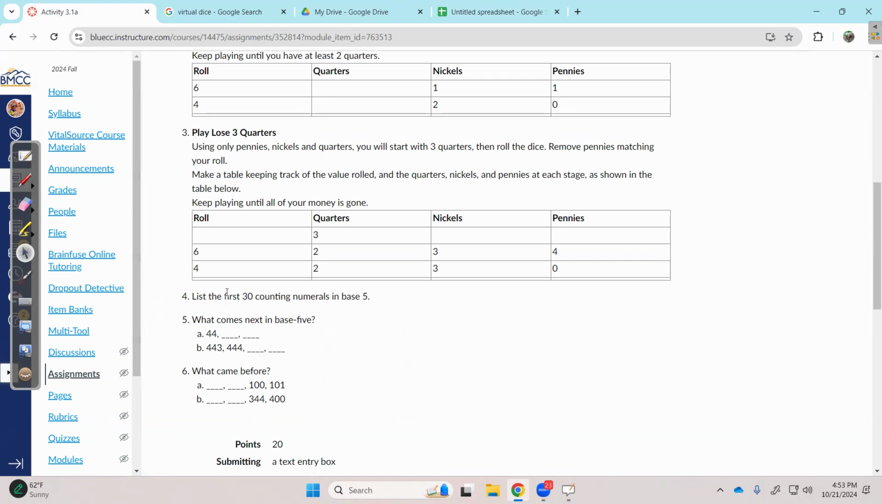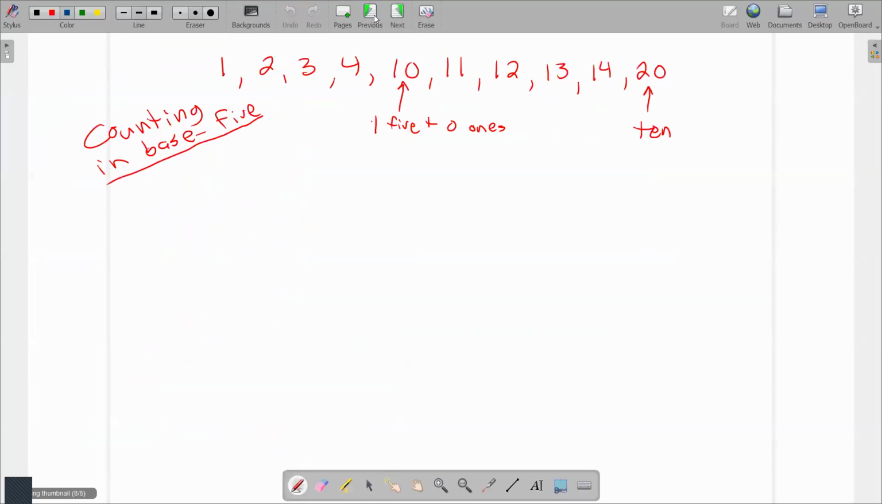Yeah, so the next one, we want to come up with the first 30 counting numerals. Now, we already have the first 10 from earlier, so I just want to keep going. I'm just going to add that here. Oh, this is easy. So my next one would be a 2-1, a 2-2, a 2-3, 2-4. Now I got to pause for a second.